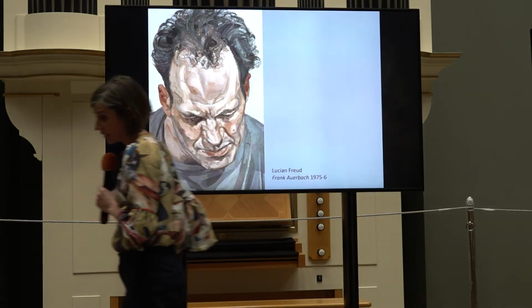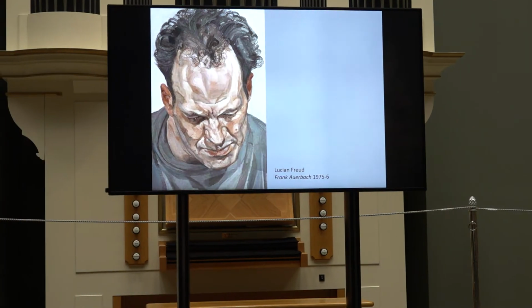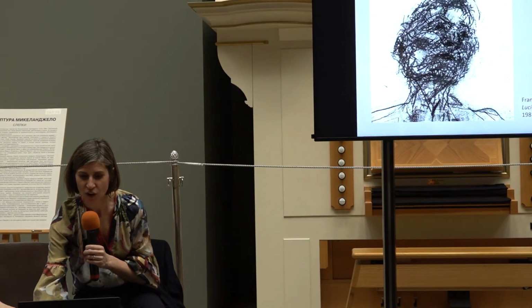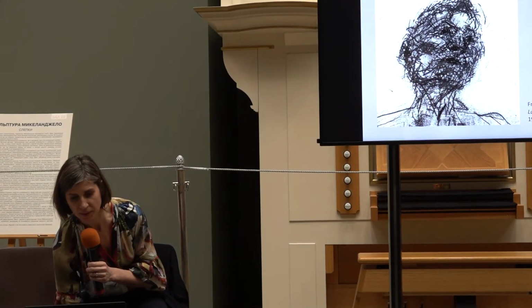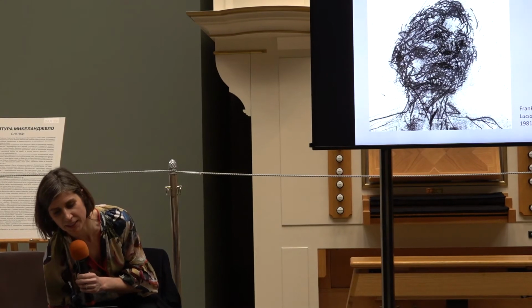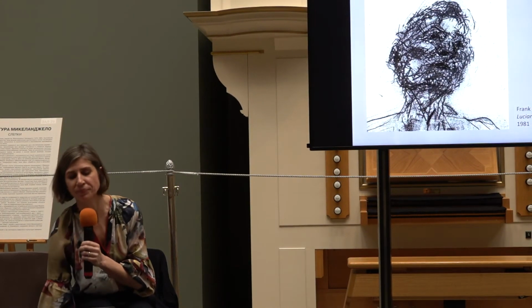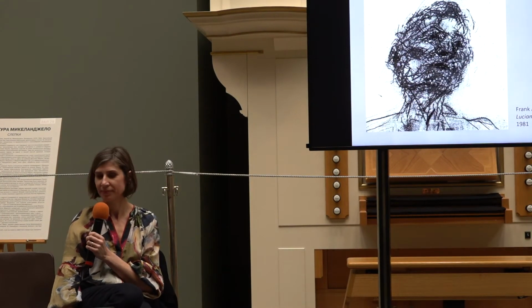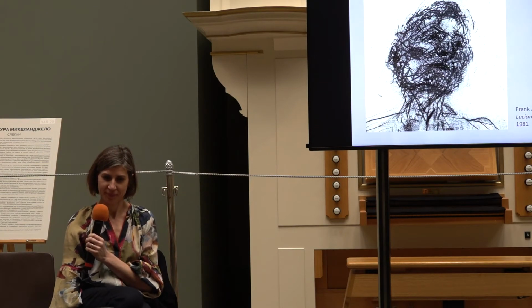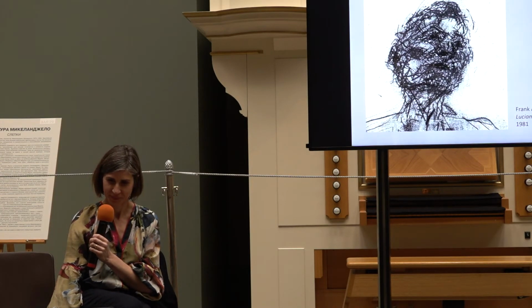And I will conclude by showing to you an etching of Frank Auerbach portraying Freud.